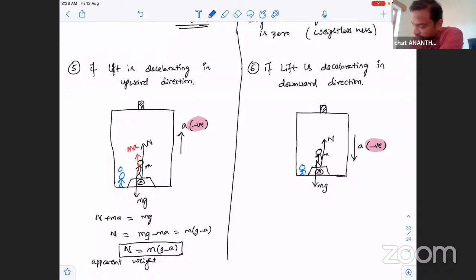If you are solving from the ground, there is no issue. If the observer is inertial, there is no need to apply the pseudo force. If the observer is non-inertial, then we have to apply the pseudo force. Try to understand that logic.